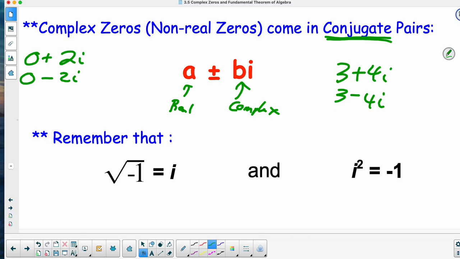Or, and again, do we have to have the zeros there? No, we can just write it as positive 2i, negative 2i. Those are conjugate pairs. They always come in pairs, though, all the time.